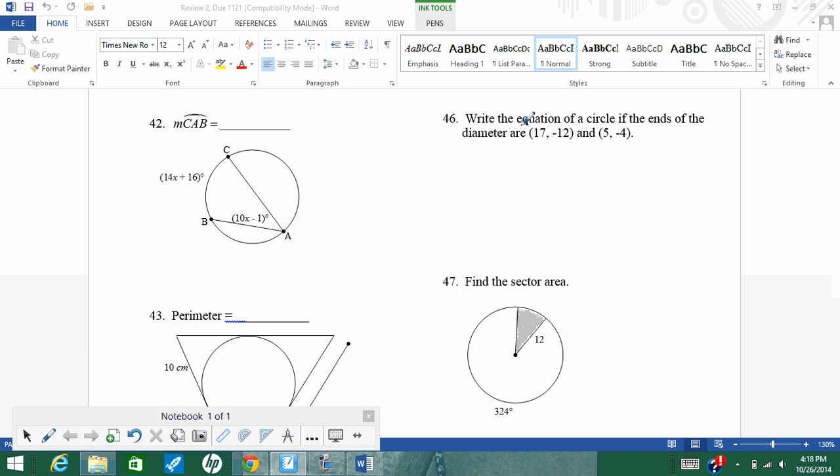Here we get a circle, and we know the endpoints of the diameter are 17, negative 12, and 5, negative 4. And we want to write the equation. So the equation of a circle is something we can always start with if that's what we want to end with. We start with the general form. And we have the diameter, the endpoints, so we need to find the radius and the center. Well, the center is the midpoint of the diameter. So if we use the midpoint formula, we can find the center of the circle.